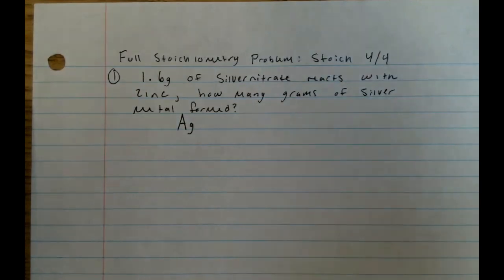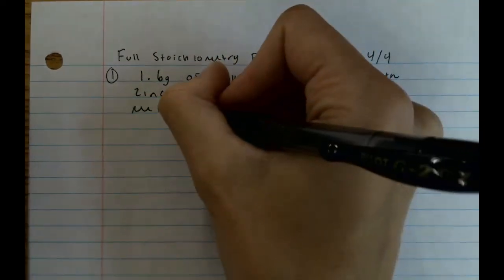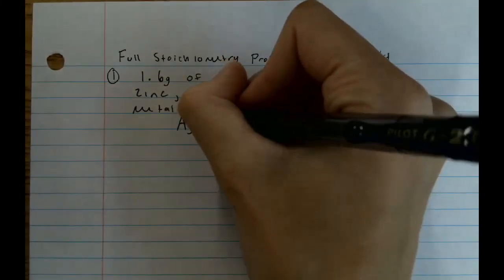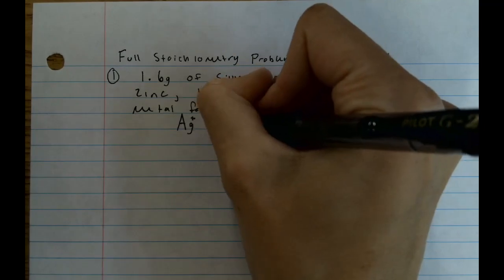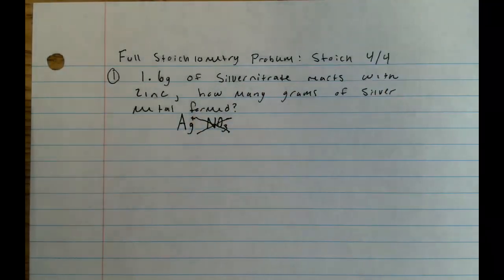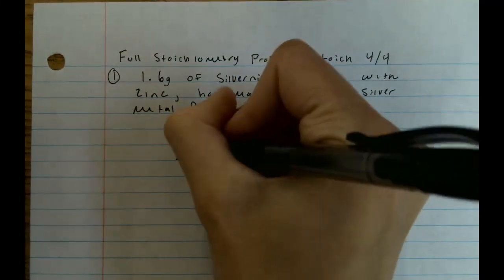Silver is Ag, and silver is one of the few transition metals where it only has one charge, so it's +1. Nitrate is a polyatomic, so that's page 2 of your reference table. The formula is NO3-. So what we're going to do is crisscross, so we get AgNO3.